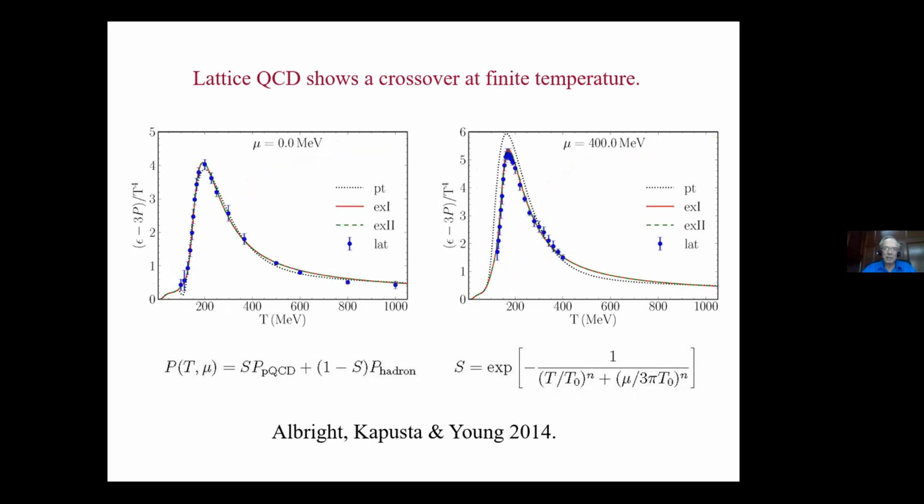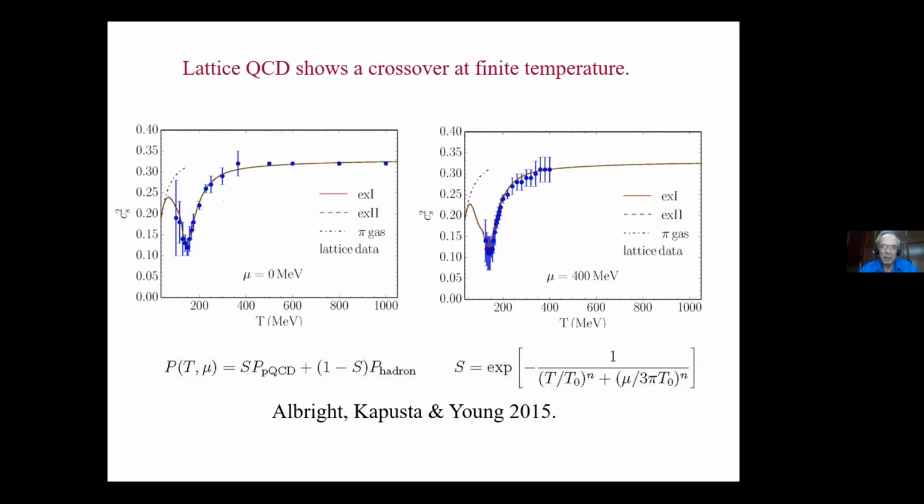So then we also did what's called the interaction measure, energy density minus 3 times the pressure. If this was a gas of non-interacting massless particles, that quantity would be equal to 0, because epsilon is equal to 3p in 3 dimensions. So this is a measure of the interactions. And on the left is 0 chemical potential. On the right is chemical potential of 400 MeV. It's the same parameters we used in the previous plot, and does a pretty good job, especially with the excluded volume equation of state. So that was from a paper we published in 2014.